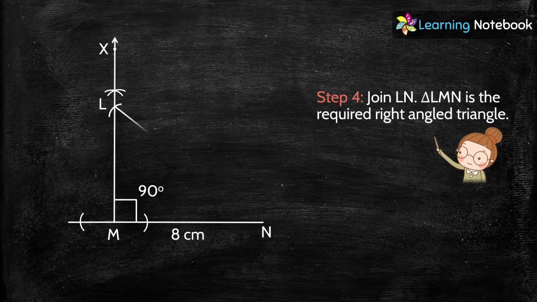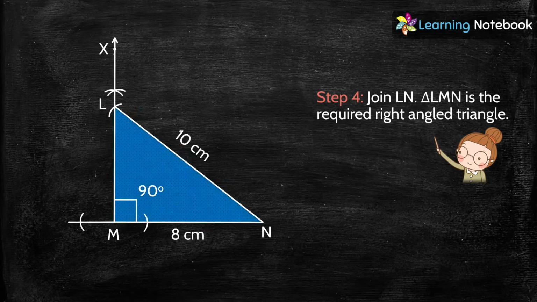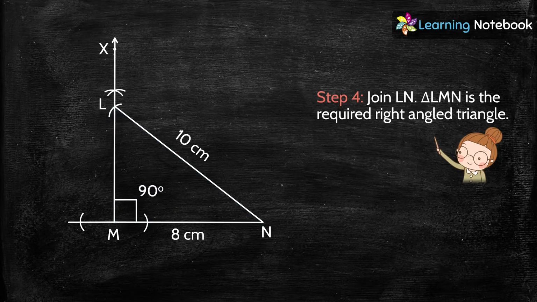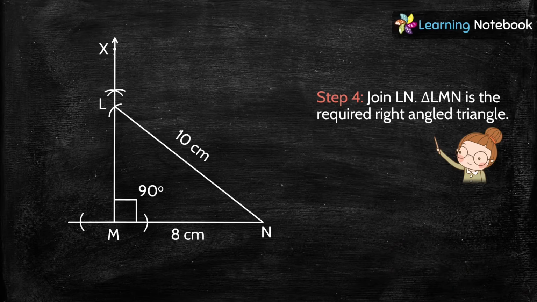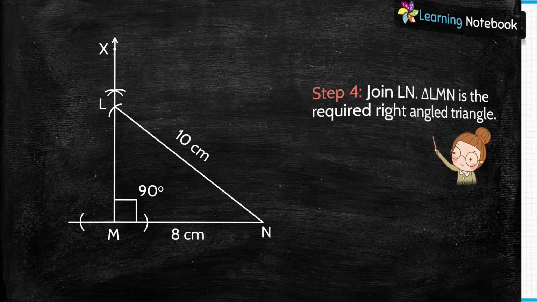So in the last step, join LN and mark the length of the hypotenuse as 10 centimeters. So triangle LMN is the required right angle triangle. This is how we do construction of a right angle triangle when the length of one side and its hypotenuse are given to us.